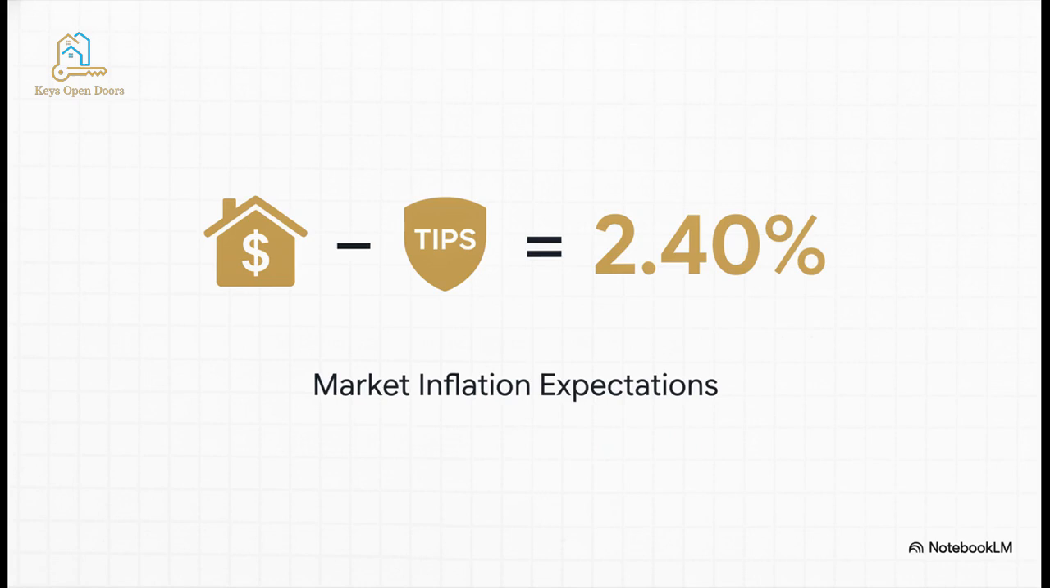Check the math. You take that 4.56% nominal rate, subtract the 2.16% TIPS rate, and you are left with exactly 2.40%. That 2.40% represents the market's precise collective expectation for average annual inflation over the next 10 years. It's an incredible, real-time look right into the mindset of the global economy, and it's all just sitting there in the columns of a single daily snapshot.